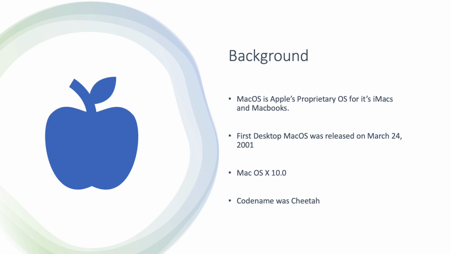macOS is Apple's proprietary OS for its iMacs and MacBooks. Proprietary basically means it's closed source. The source code is not available to anybody. It's owned and governed by Apple itself, and you can't use it to make other distributions like what Linux does. The first desktop macOS was released on March 24, 2001, and it was macOS X 10.0, and its code name was Cheetah.